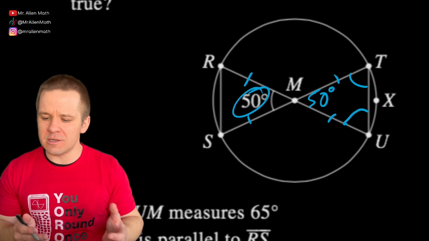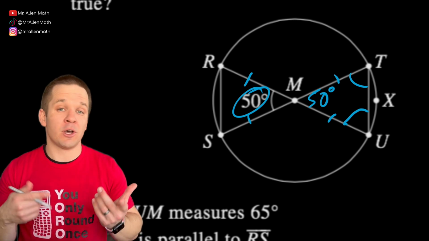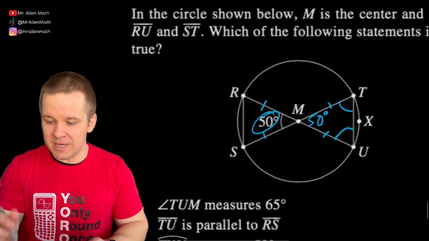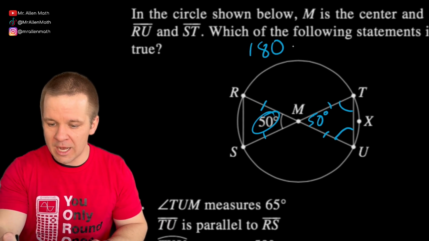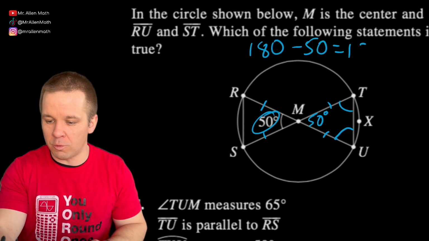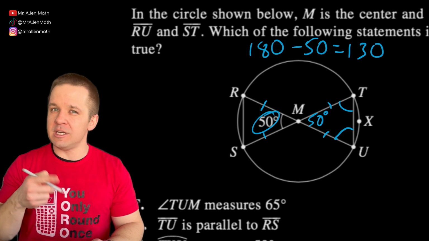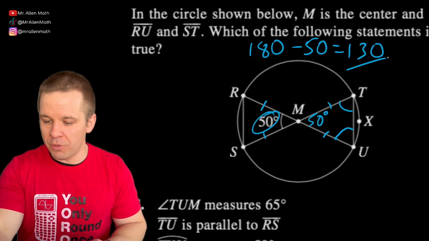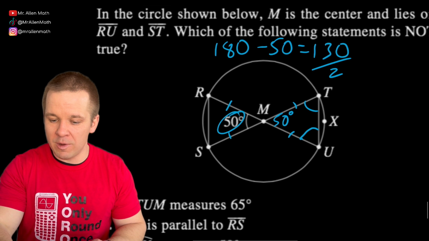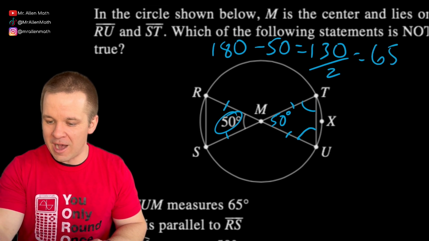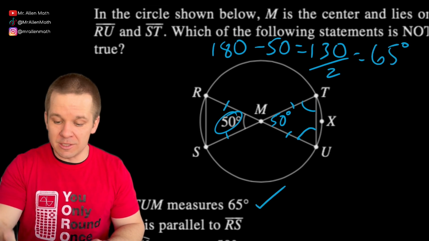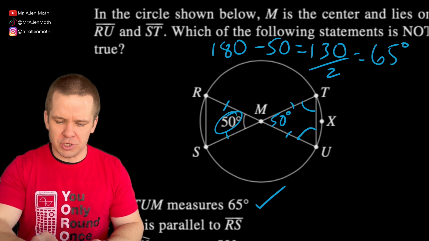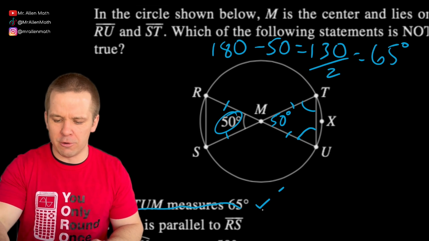How many degrees are in a triangle? There are 180 degrees in a triangle. So if I take 180 and subtract 50 degrees, I'm left with 130. If those two angles need to be the same measure, I take that 130 and divide it by 2, and we end up getting 65 degrees. So this one is true. Maybe I should just cross it out, because it is true, even though it's counterintuitive.